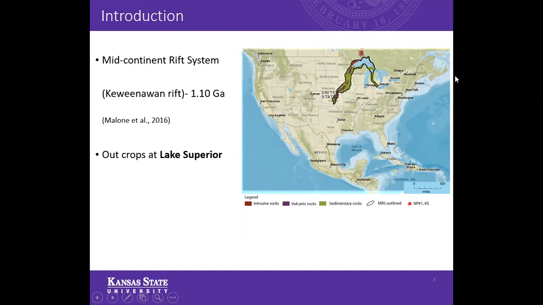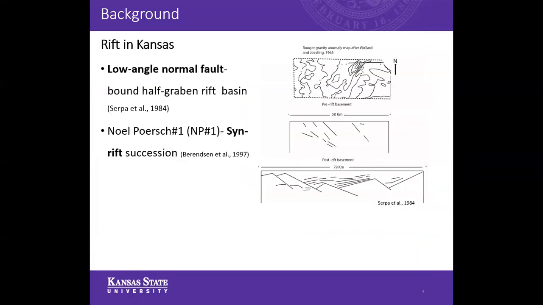As I mentioned, it is only exposed at the Lake Superior region, and everywhere else it's buried beneath younger rock. Therefore, geophysical data such as gravitational and magnetic anomaly data and seismic data have been really helpful in delineating and identifying the rift. The regional gravitational and magnetic anomaly map has confirmed the presence of the MRS in the northeastern part of Kansas.